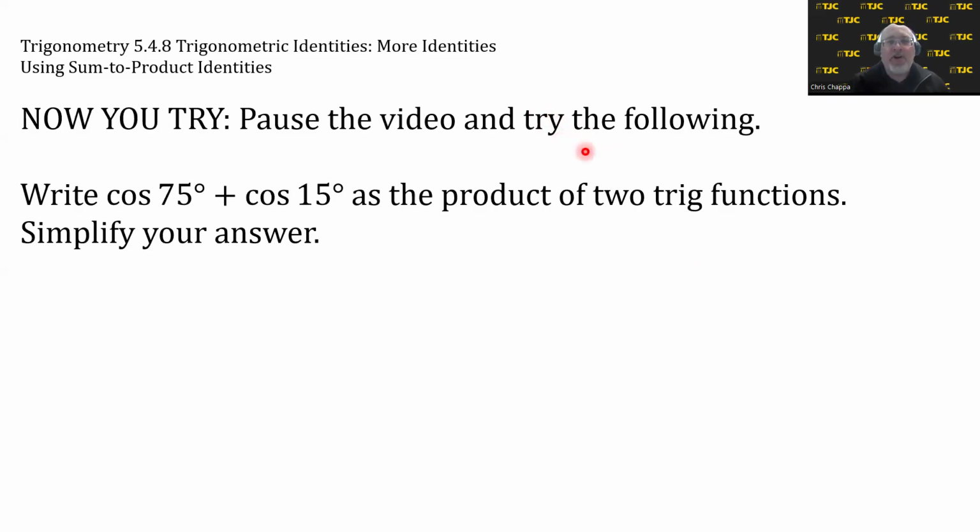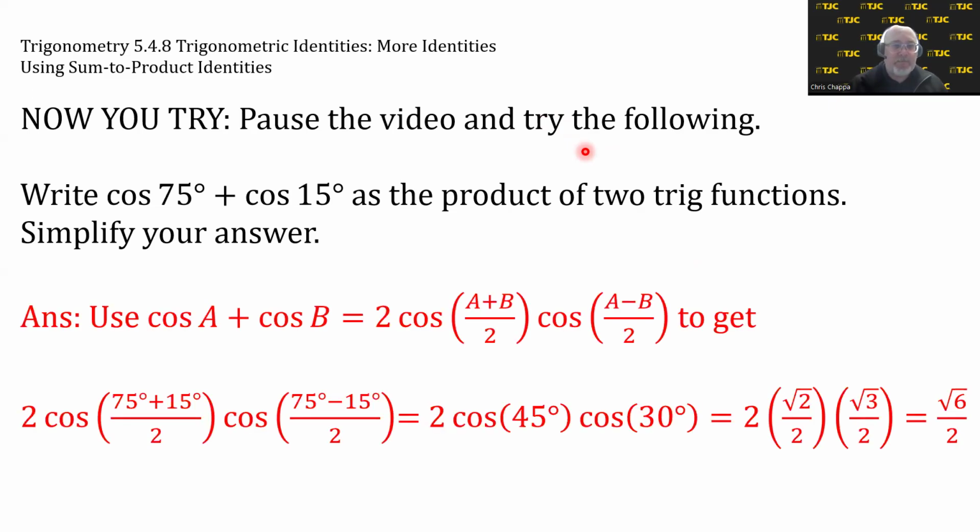All right, here's your fair warning if you haven't paused the video. Solutions in 3, 2, and 1. We're going to use cosine of A plus cosine of B, since it's the sum of two cosines. And that is equal to 2 times cosine of (A plus B) over 2 times cosine of (A minus B) over 2. And that will give us 2 times cosine of (75 plus 15) over 2 times cosine of (75 minus 15) over 2, all in degrees.